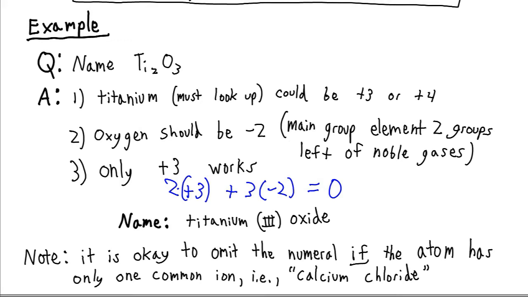So if we had something like calcium chloride, calcium only forms +2 ions, chlorine only forms -1 ions. So even if we don't write in the cation charge explicitly, the only possible formula for this ionic compound is calcium with 2 chlorines to compensate for the +2 charge in the calcium.